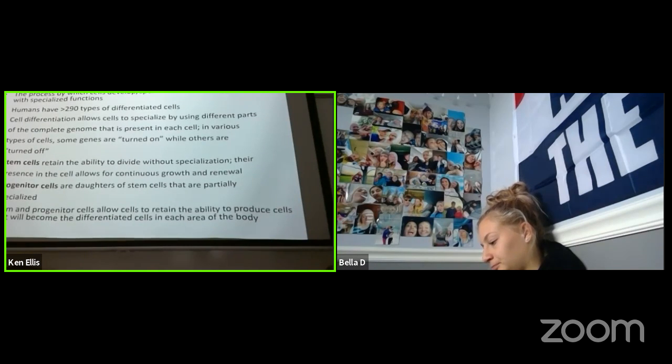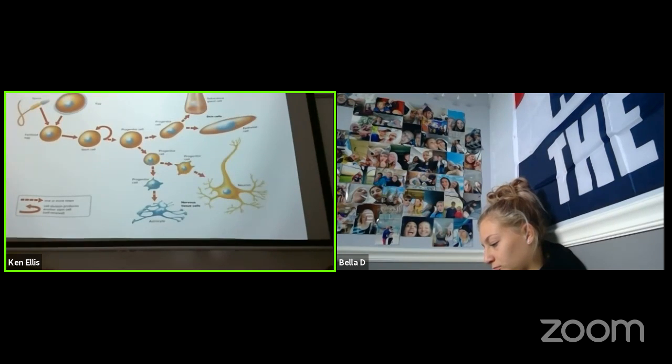A step down, progenitor. They're the daughters of the stem cells that are partially specialized. There's some things they can change and grow into, but there are others they could never be, supposedly. Stem cells and progenitor cells allow cells to retain their ability to produce cells that will become differentiated cells in each area of the body. Let me give you a for instance.